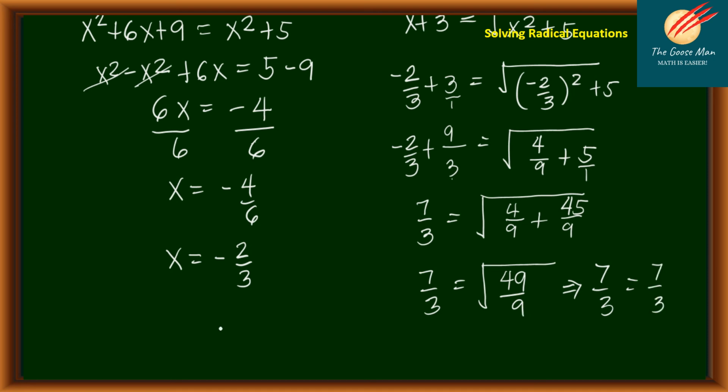So therefore, we can say that the solution set is negative 2 over 3. So that ends our lesson on solving radical equations.